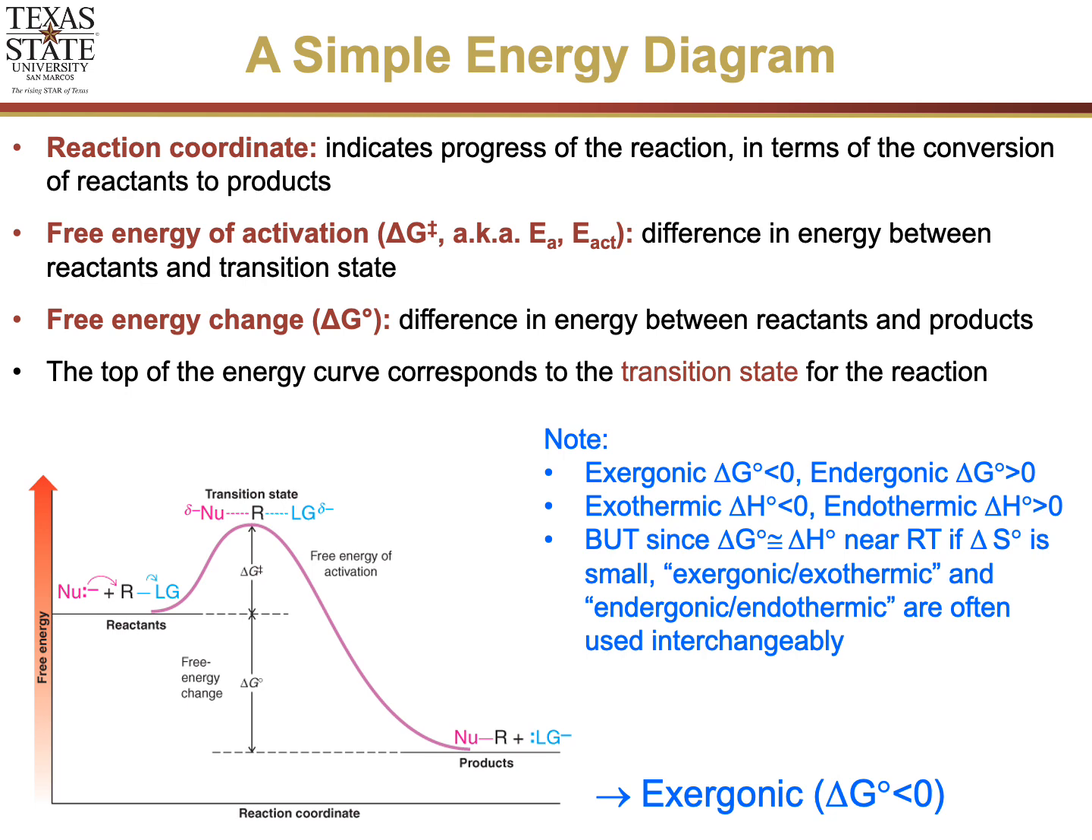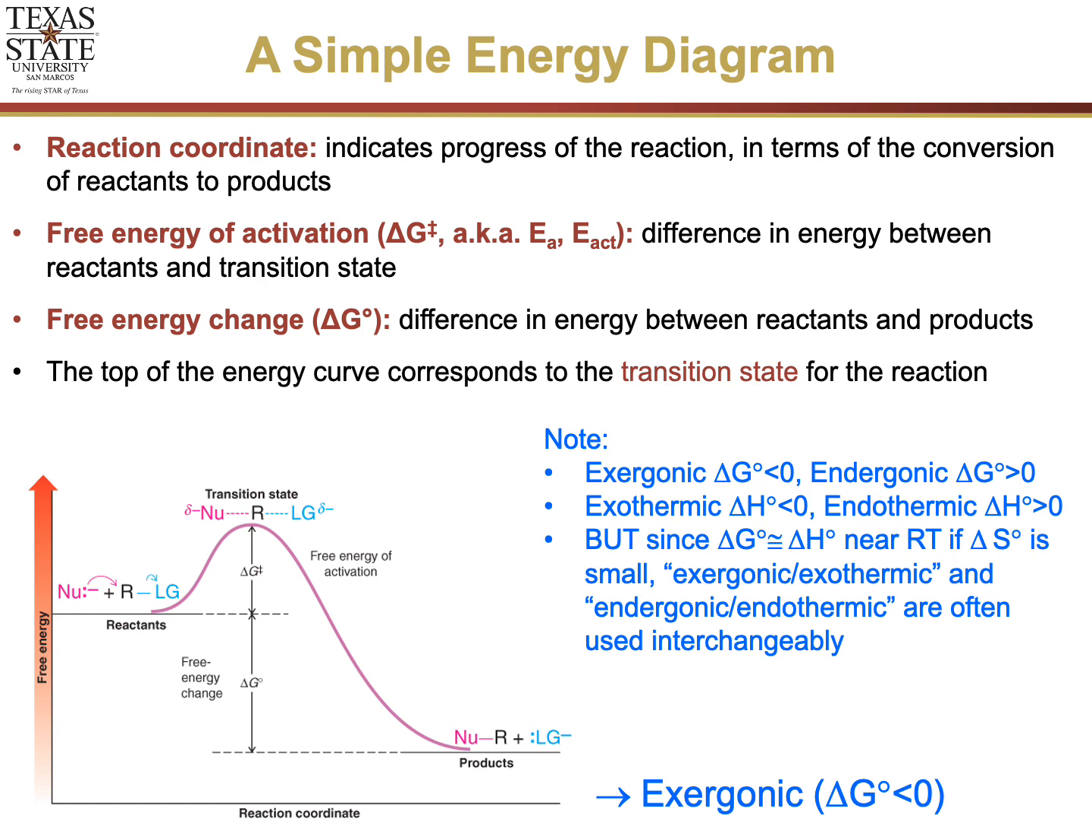When delta G is less than 0, we consider that exergonic, meaning that it gives out free energy. If it's endergonic, then delta G is greater than 0. This is similar but not the same as exothermic, where the delta H, or heat of reaction, is less than 0, or endothermic, where the delta H is greater than 0.